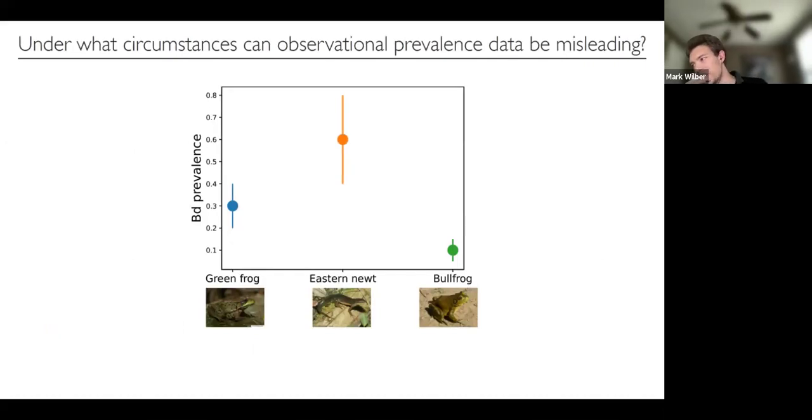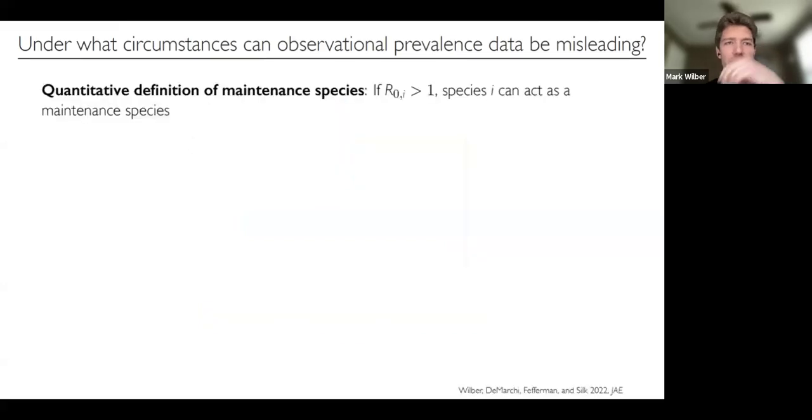So this brings us to the second question then. We see that observational field data, and particularly prevalence data, are used to make these conclusions about maintenance species. What are the limitations to doing this? Can this be misleading in some way?